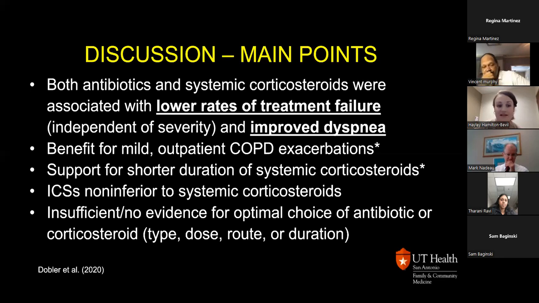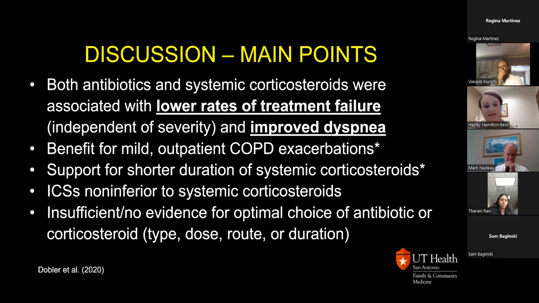and steroids. This also had evidence for shorter duration of systemic corticosteroids, so that even though we should probably give it to everybody, we shouldn't give it to them for a really long time. Less is more. They showed that 5 days was not inferior to 2 weeks. And then they also found that inhaled corticosteroids were not inferior to systemic corticosteroids and could have less side effects since it's not systemic.